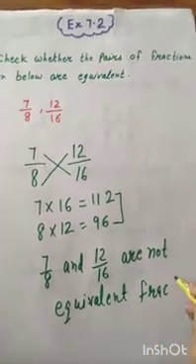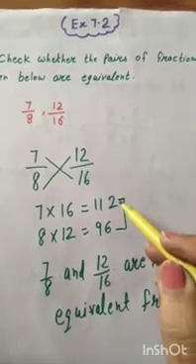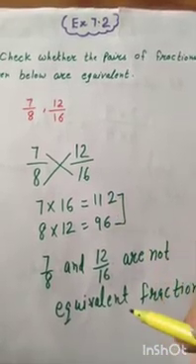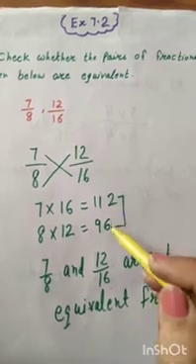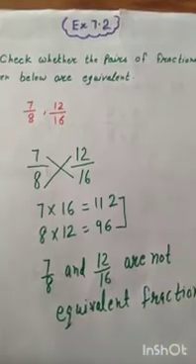So in this way you can do the rest of the questions. When you get the same answer, you will write equivalent fractions. When you get different answers, you will write not equivalent fractions.